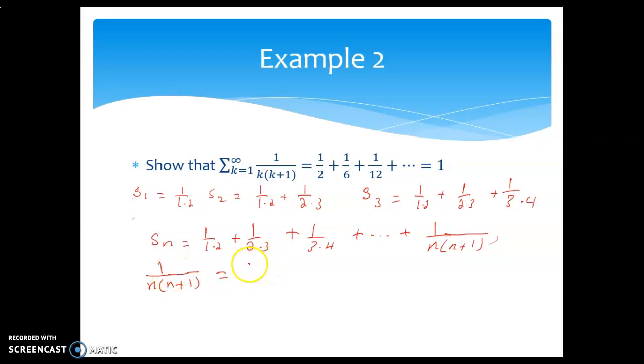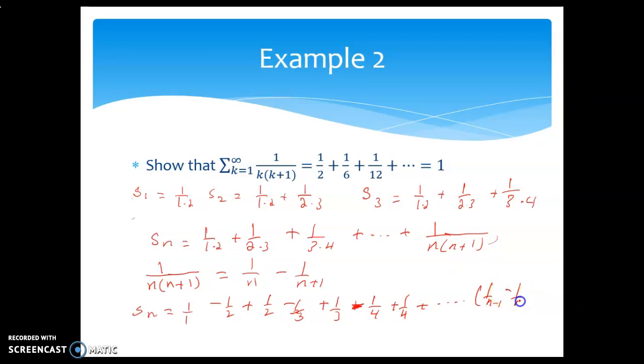We use partial fraction decomposition and we get 1 over n minus 1 over n plus 1. This is the decomposition of this. Using this, we say S of n is equal to 1 over 1 minus 1 half plus 1 half minus 1/3 plus 1/3 minus 1/4 plus 1/4, and on up to 1 over n minus 1 over n plus 1.